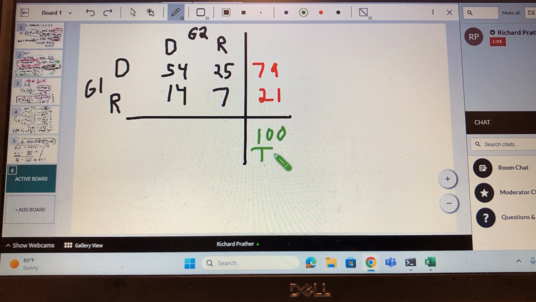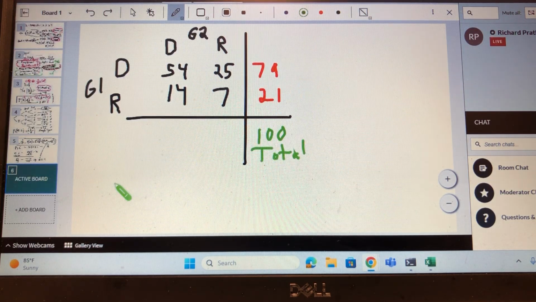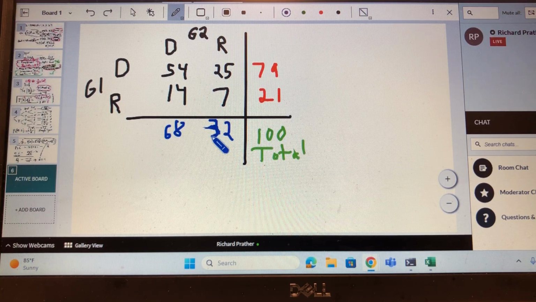So every answer will have 100 in the denominator except for one, actually. Out of the 5 types of probability, basic or singles, complements, ors, ands, all four of those are always over the grand total no matter what. The one kind that's not is conditional. Okay, so then I've got 54 plus 14 is 68. 25 plus 7 is 32. Notice that 68 plus 32 is also 100. But don't put 200 in the bottom right.